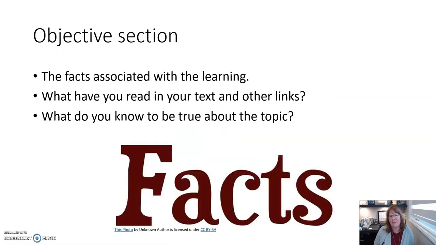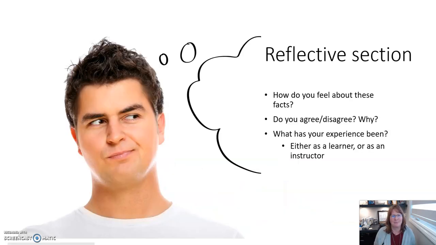So the objective section looks at facts associated with the learning. So you're going to be reflecting on some quotes from the textbook in this course. So what are the facts associated with that learning? What does the quote mean? What is it referring to, and what do you know to be true about that fact or that quote?